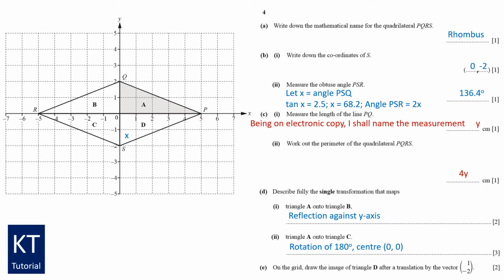Next, on the grid, draw the image of triangle D after translation by the vector 1 and minus 2. This would be the blue triangle shown on the diagram, whereby D is being translated 1 grid to its right and 2 grids lower.